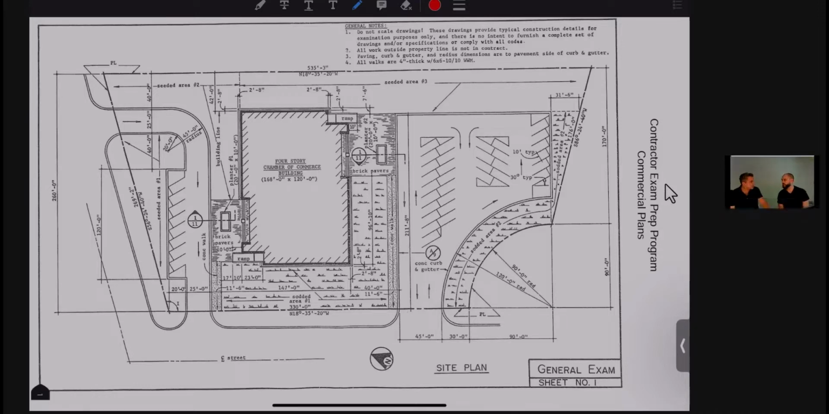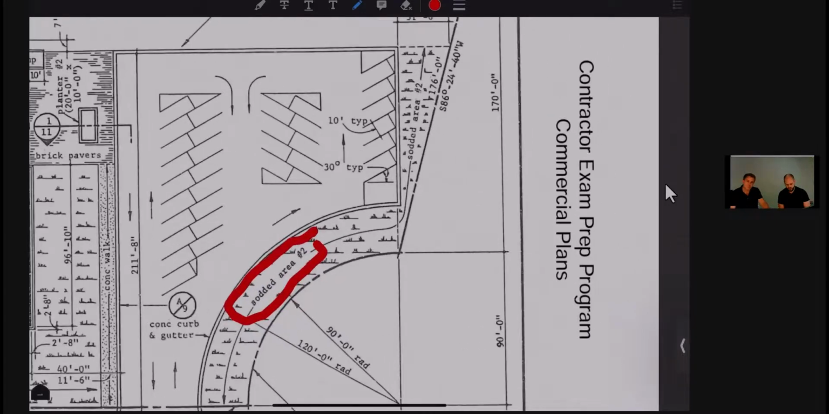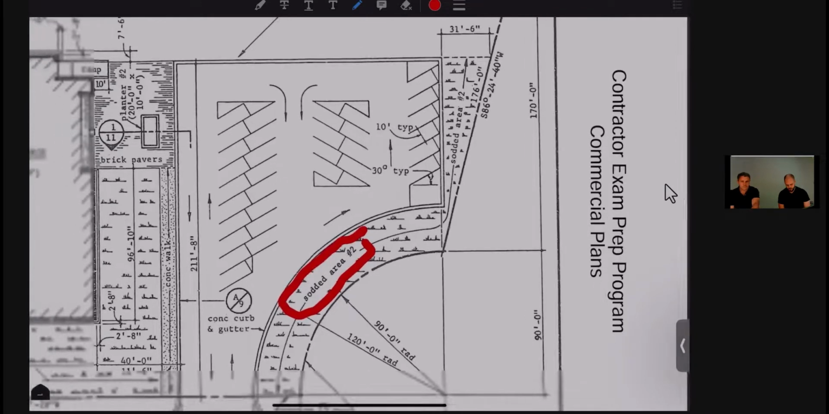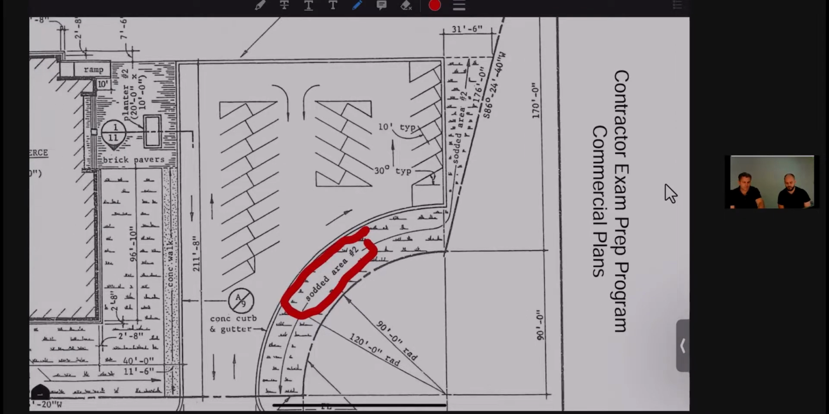We're going to orient ourselves real quick here for this question. We are going to be calculating the area, in square feet, of sodded area number 2. So we're going to be over here on this side of the plan.